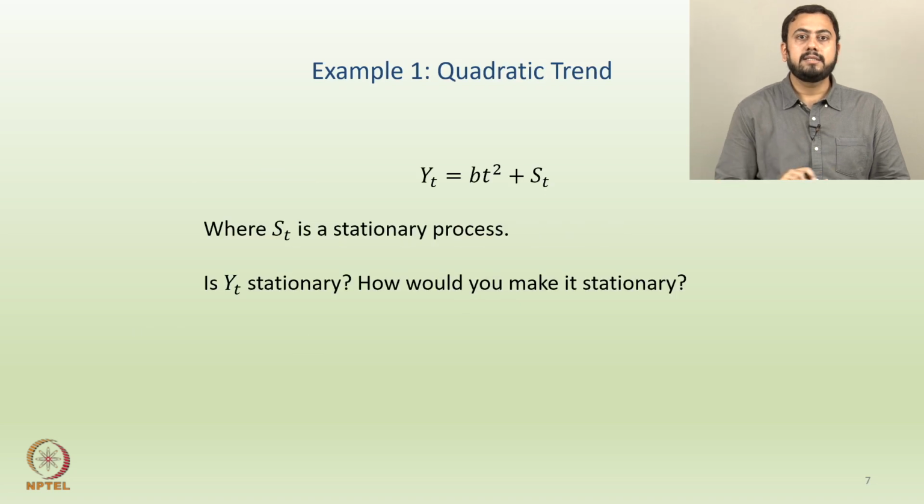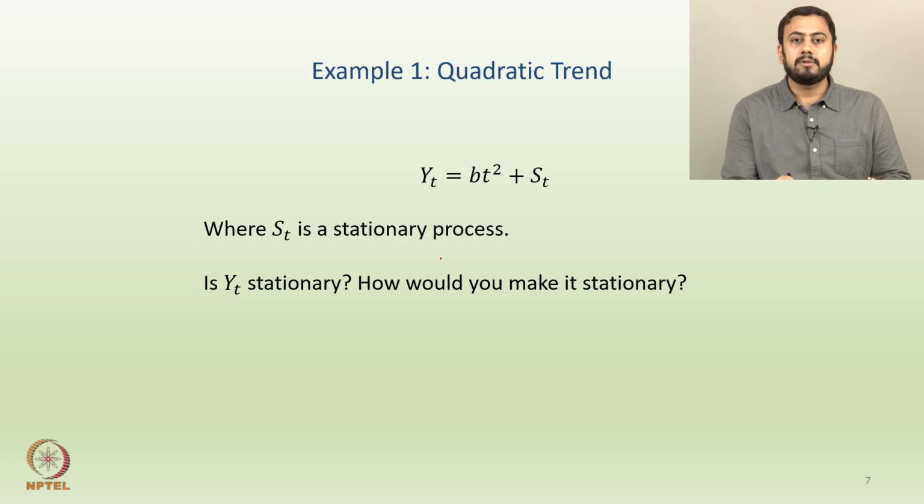Now, another example, let us say quadratic trend. So, what would happen if the trend is stronger? Initially we started with a linear trend, and the next kind of trend could be quadratic. So, this is the function: yt equals bt square plus st. Now, again as before, st is a stationary process.